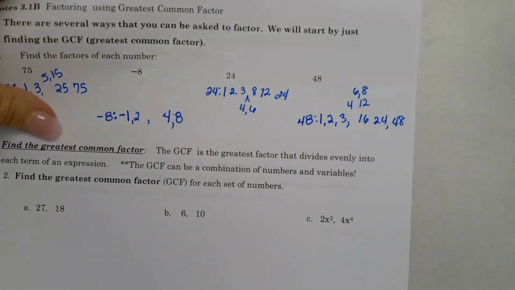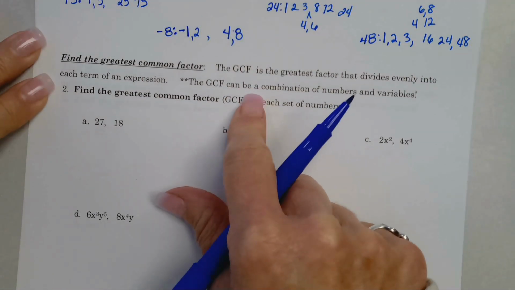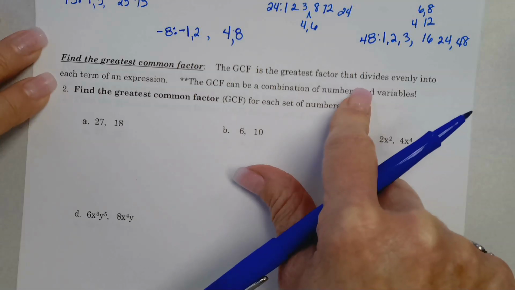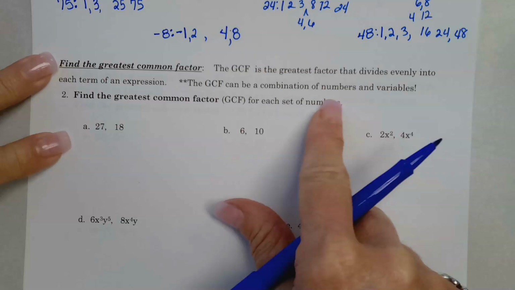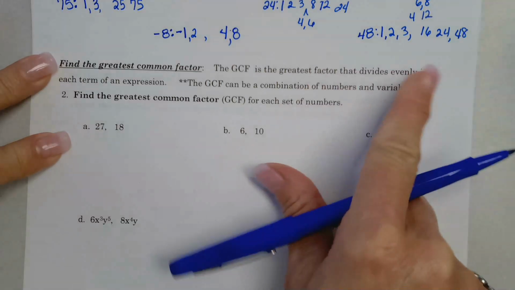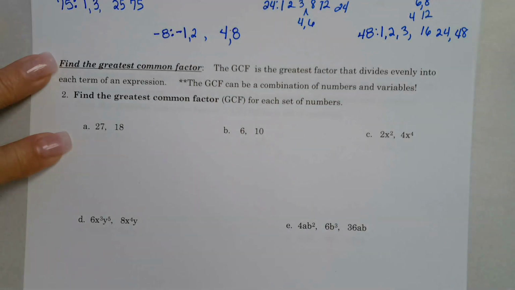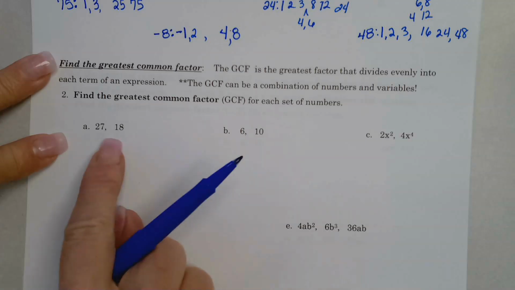factor. Okay, now to find the greatest common factor, we want to find a number that divides evenly into each term of an expression. So the greatest common factor can be a combination of numbers and variables. So we just did numbers here, but we're going to be moving on towards some variables. So we're going to find the greatest common factor for each number set.